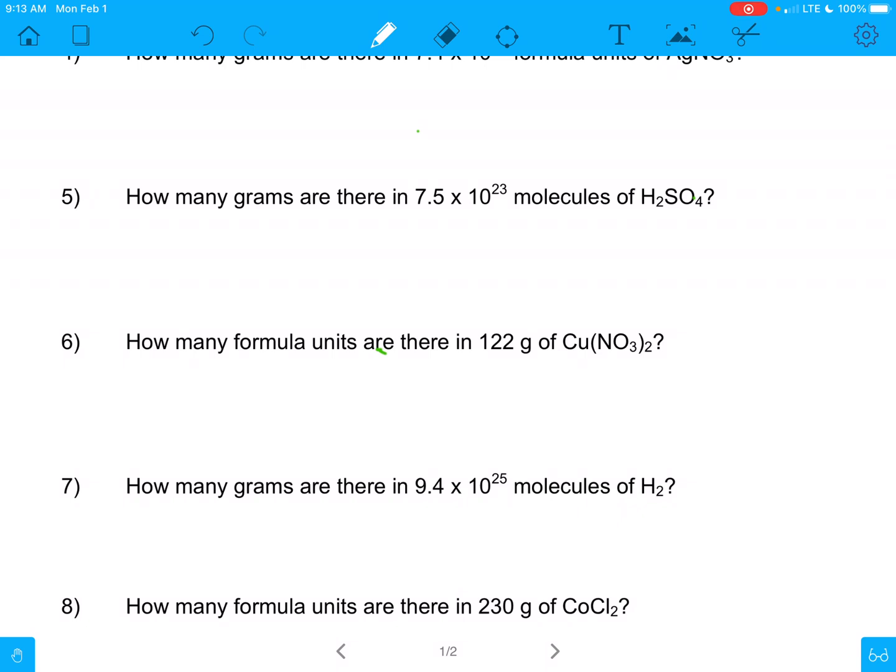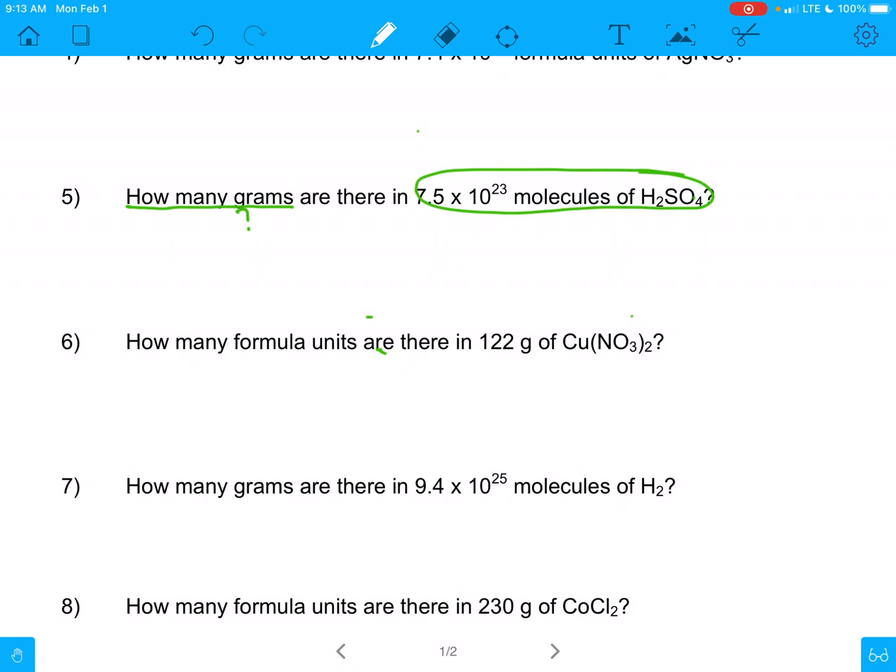I'm back. Okay, let's try this Apple Pencil one more time. How many grams are there? So I'm going to underline grams and put question mark on grams. And then I'm going to circle what I have. What do I have? I have 7.5 times 10 to the 23rd molecules.